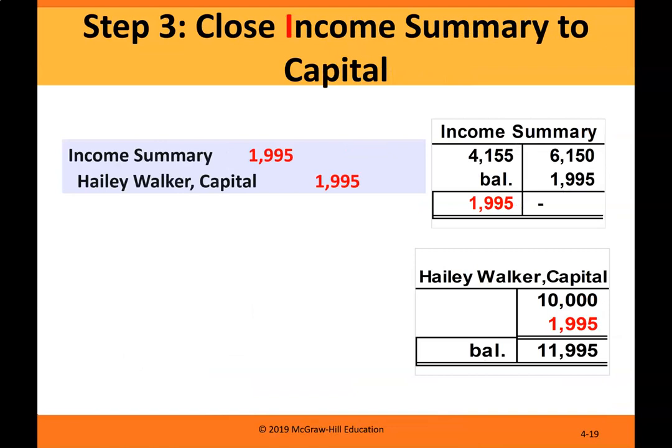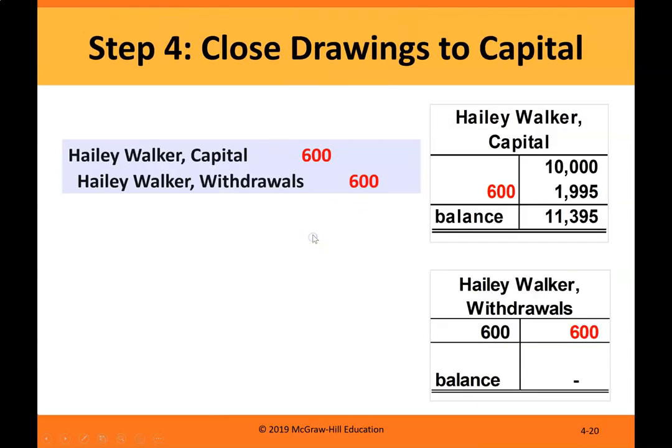Step 3, close the income summary to capital. So right now we have the revenue and the expenses sitting in the income summary. So that's a credit balance of $1,995. So if we debit the income summary account by $1,995, it will bring the income summary account balance to zero. And then we move this into the capital account. So Haley Walker already has $10,000 in capital. We move her profit and add it to her original capital to give us a balance of $11,995.